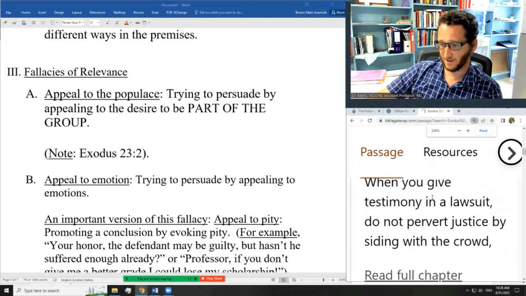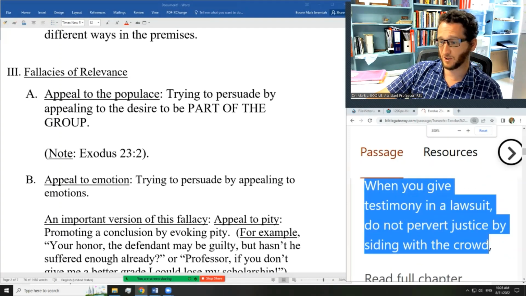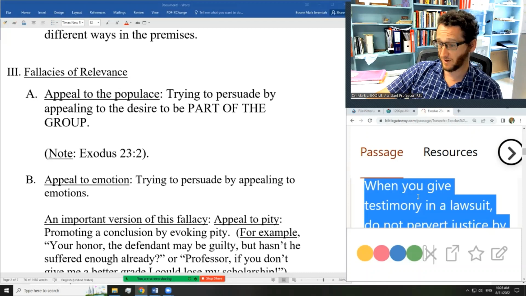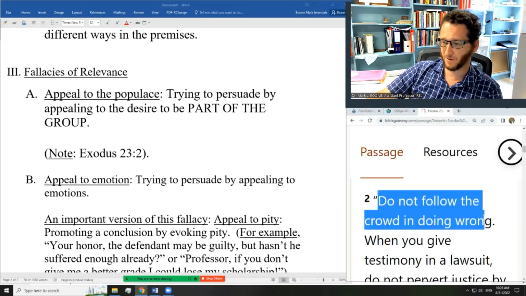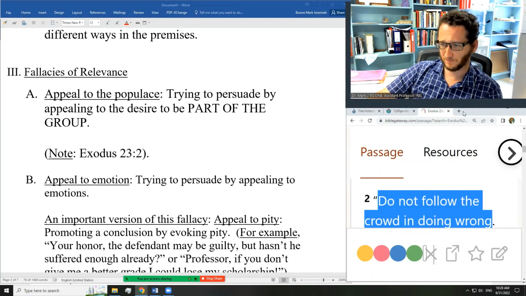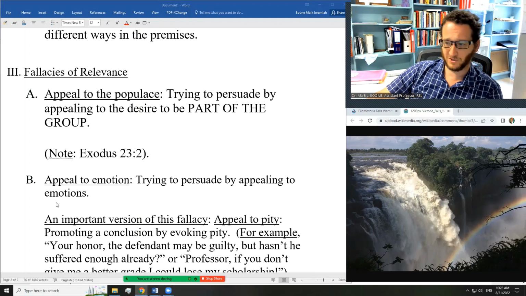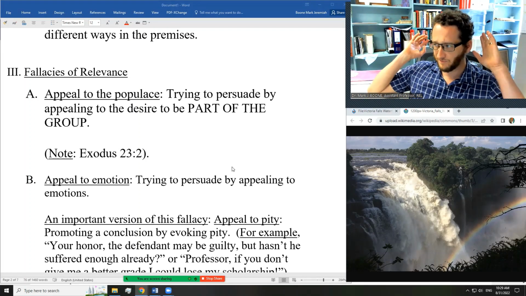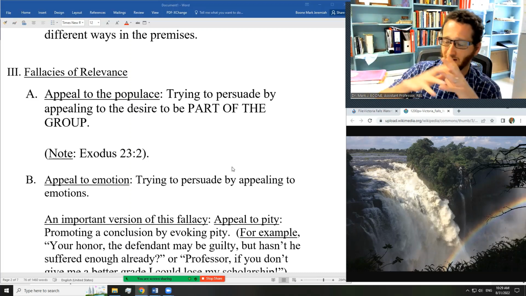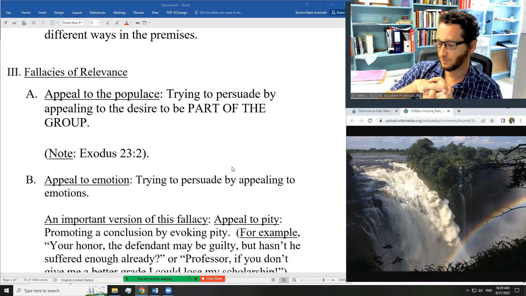Well, the second sentence here in this translation, when you give testimony in a lawsuit, do not pervert justice by siding with the crowd. Well, that's a good one. But just this sentence is perfect. Do not follow the crowd in doing wrong. I don't know the original Hebrew, but those are good translations. And they're both telling us, don't join in with this fallacy. Don't follow the crowd to think something wrong or to do something wrong.